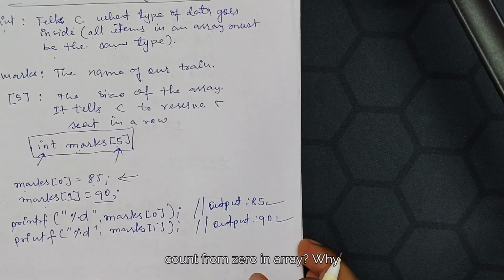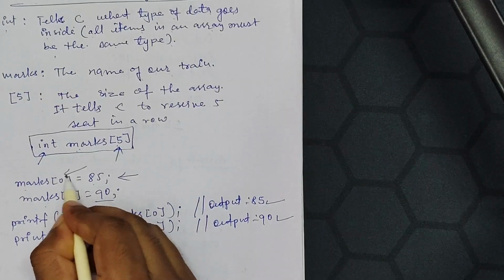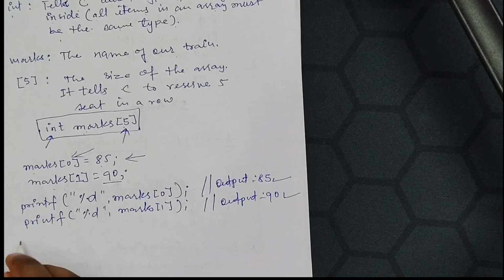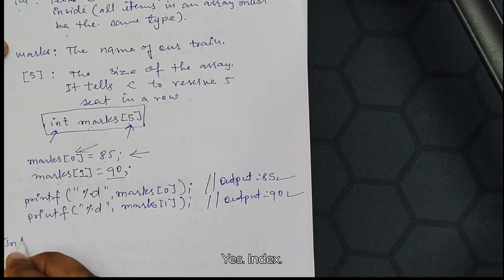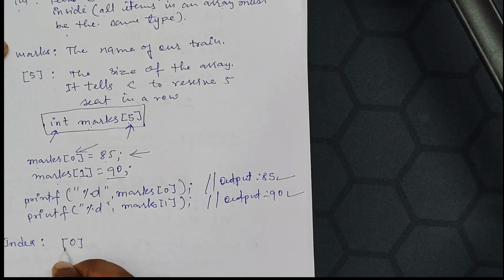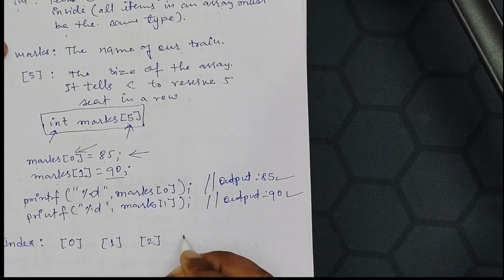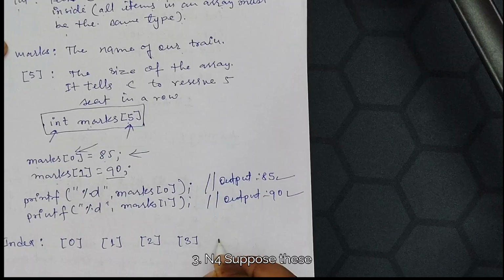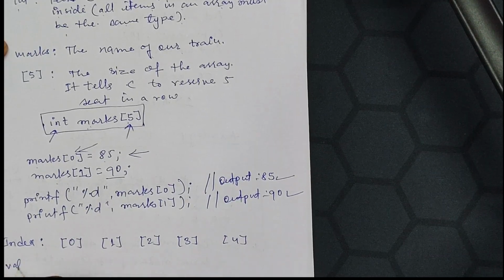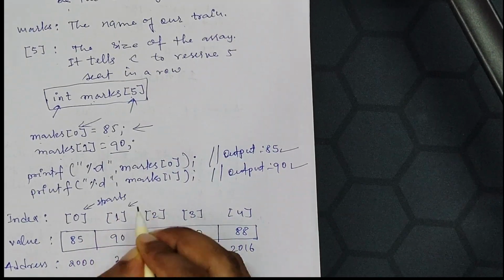Memory secret. Why count from 0? In an array, why does every element count from 0? Let's break it down. Here the index is 0, 1, 2, 3 and 4. Why does counting start from 0 instead of 1?